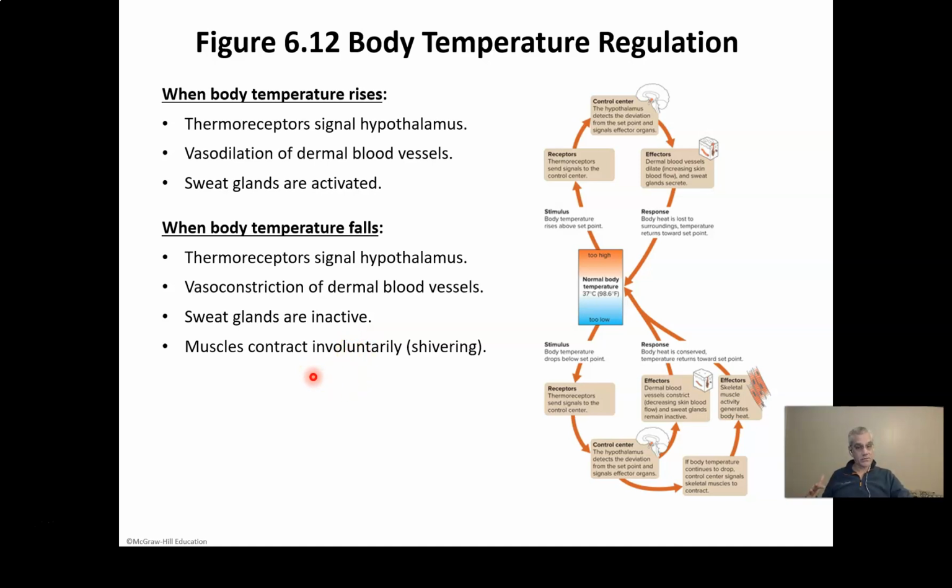If you get really cold, you will start to shiver. That is an involuntary muscle contraction. We know that shivering is a muscularly active activity, and that will cause muscles to work harder. When the muscles work harder, they have to burn more ATP. When they burn ATP, they shed heat. That's how you make yourself warmer, by shivering.